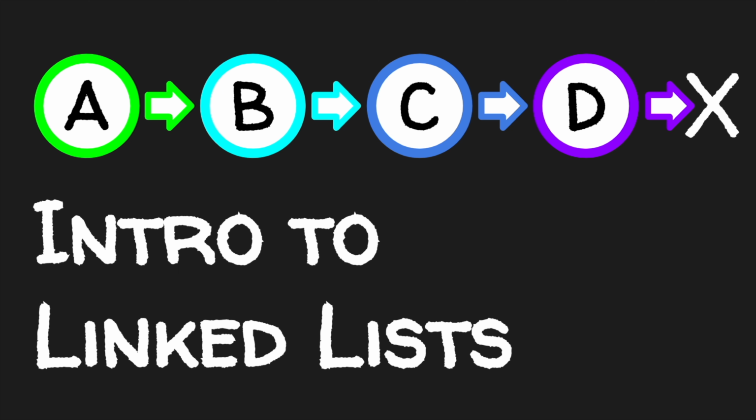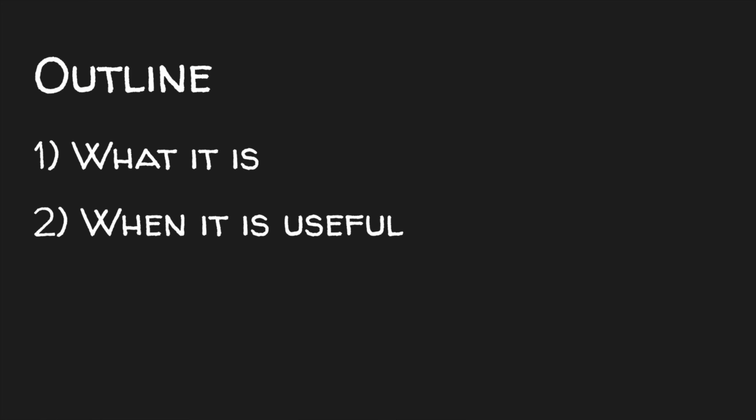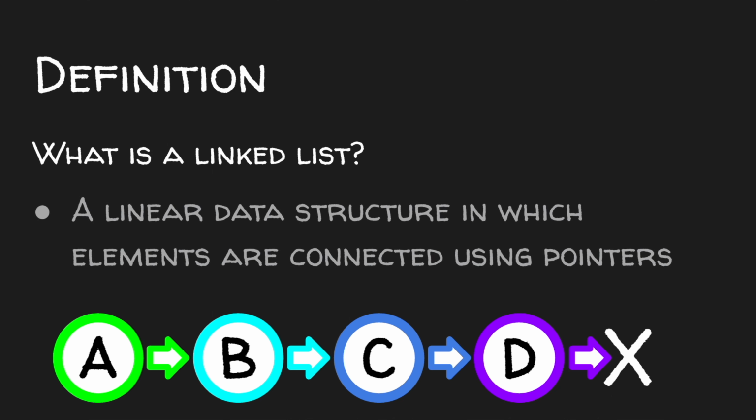Hi everyone! Today, we're going to be introducing a data structure called a linked list. Specifically, we'll be going over 1. What a linked list is, and 2. When it is useful. So what is a linked list? A linked list is a linear data structure in which elements are connected together using pointers.